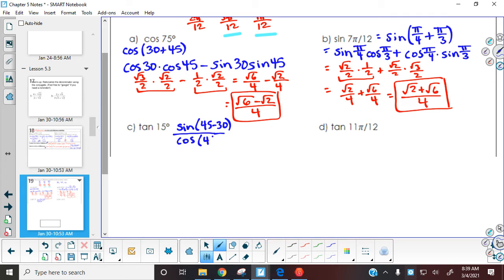And again, 45 minus 30. And so when we look at this, we can split this up. So we're going to focus just on the top part right now, the sine. Again, sine is going to keep our sign, no pun intended here. So we have sine of the first, so sine of 45, times cosine of the second one. Keep the sign, so we're going to keep that subtraction. Cosine of the first, sine of the second.